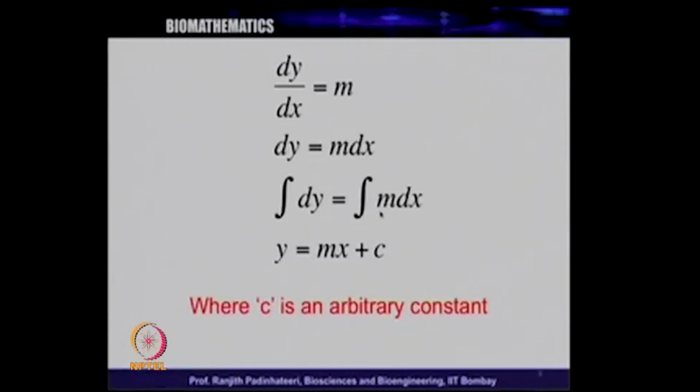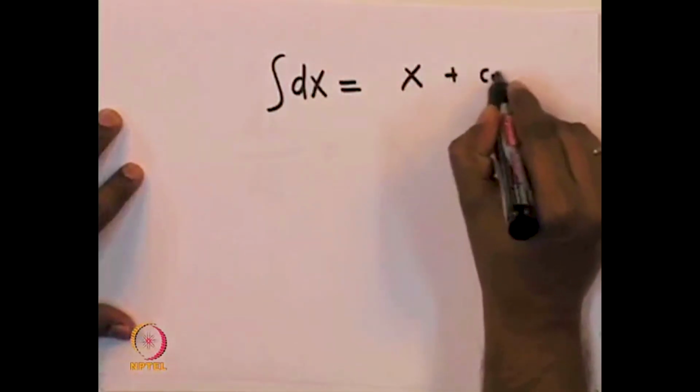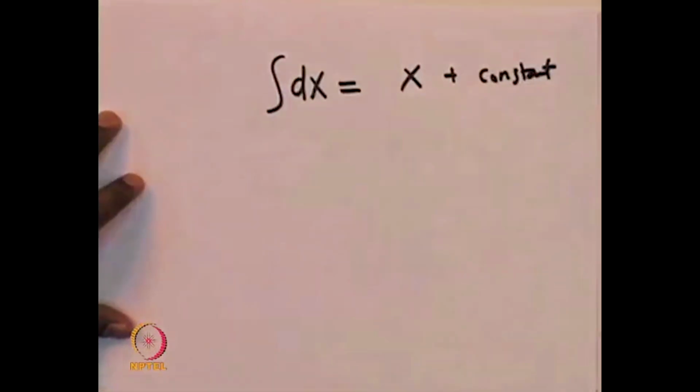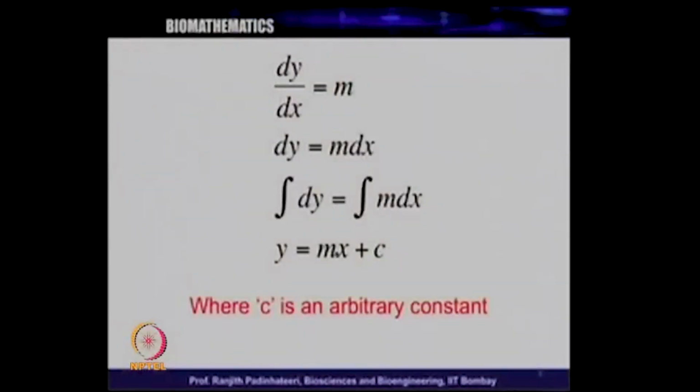If you do an integration, the first thing to remember in integral is that integral of dx is x plus a constant. So, that is the integral of dx. From this rule, we can understand that the integral m dx is m times x plus a constant.